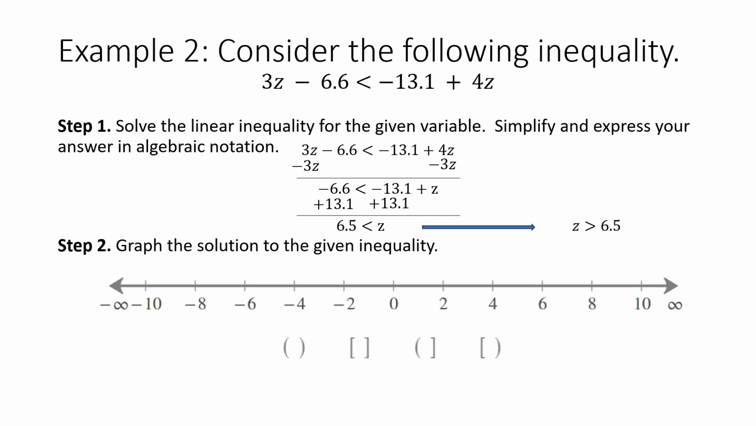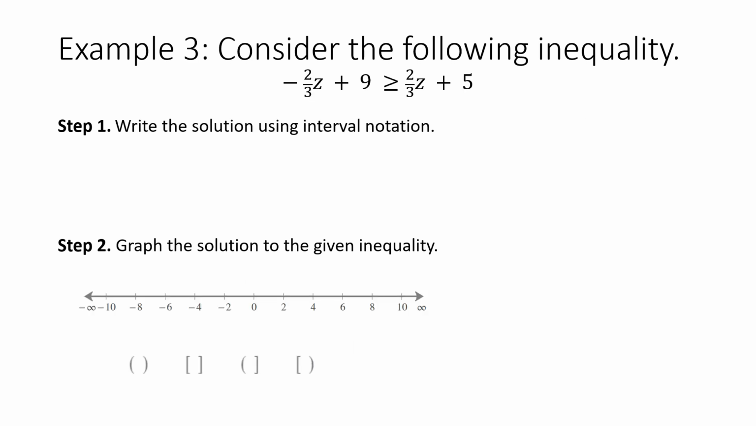This is going to be an open interval, and since there's no line underneath that inequality, I'm going to select the two parentheses. Z is greater than, it's bigger than 6.5, so I'm going to have a parenthesis at 6.5, and then I'm going to take that line towards positive infinity since z is greater than 6.5, and that's what the line would look like once I graph it.